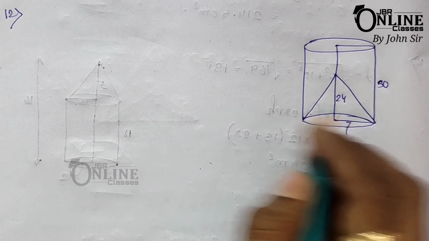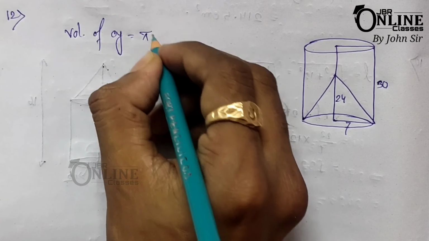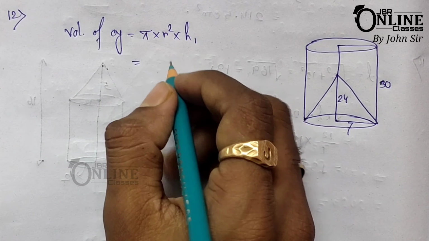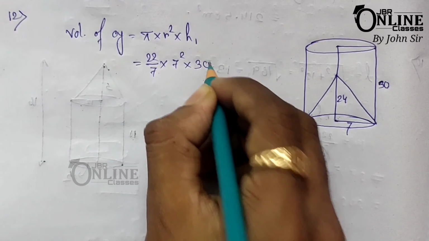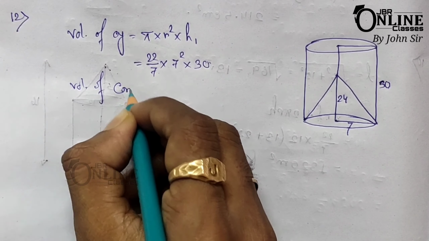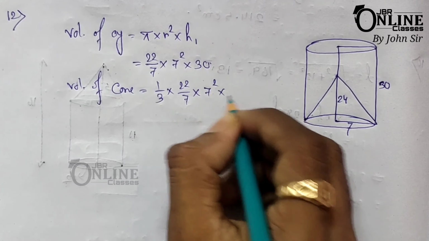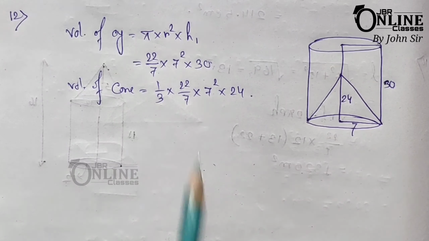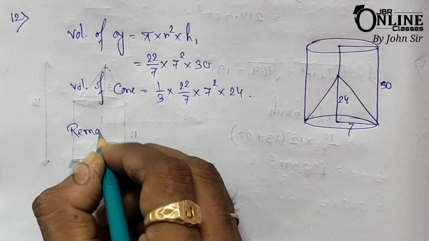So first you have to find out the volume of the cylinder. So volume of cylinder, that means pi r square h1, that equals 30. So the volume equals pi means 22 by 7, r square means 7 square, and h1 equals 30. Now volume of cone is 1 by 3 pi, 22 by 7, r square means 7 square, and here h equals 24. Now next thing you have to find out the remaining volume. So to find out the remaining volume you have to subtract the volume of cone from the volume of cylinder.